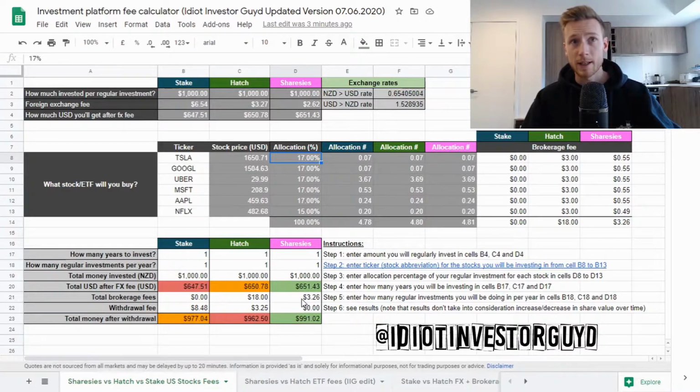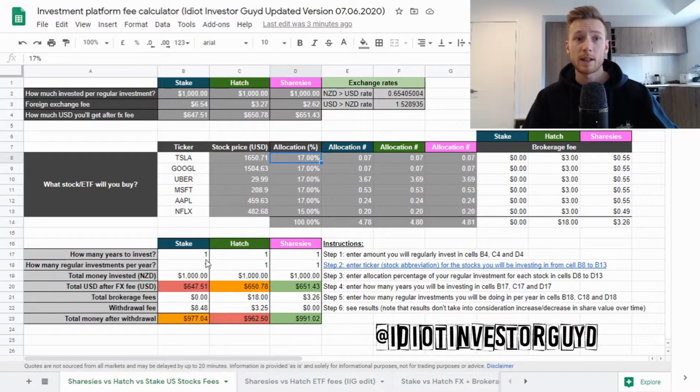So what you can see is that if we put $1,000 in once, Sharesies comes out as the winner straight away, the smallest foreign exchange fee, and it also comes out as the winner after you've withdrawn the money. So it's got the largest money that you'll get to withdraw back out into your own pocket. And I've put it as green for the winner, orange for second, red for third. So that's how to look at that.